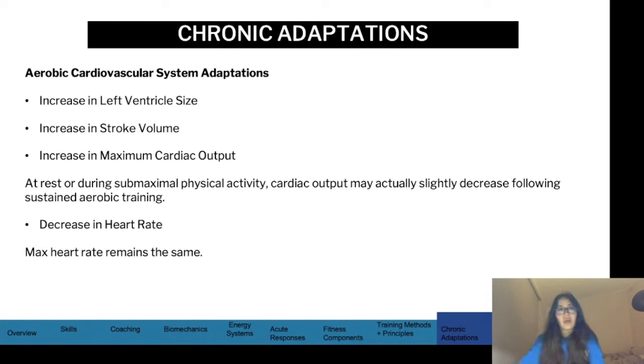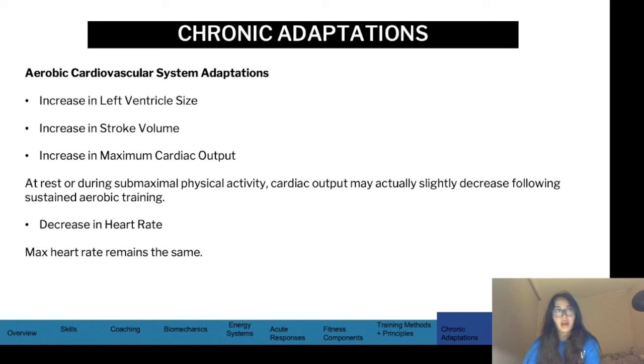So why do we have a larger left ventricle size? Well, the left ventricle is the part of the heart which pumps the blood out of the heart into the arteries and off to the circulatory system. If our left ventricle is bigger and has more muscle, we can have a more forceful contraction of blood out of the heart. Therefore, more blood can be pumped out and go to the working muscles and provide oxygen, and we can work aerobically better.